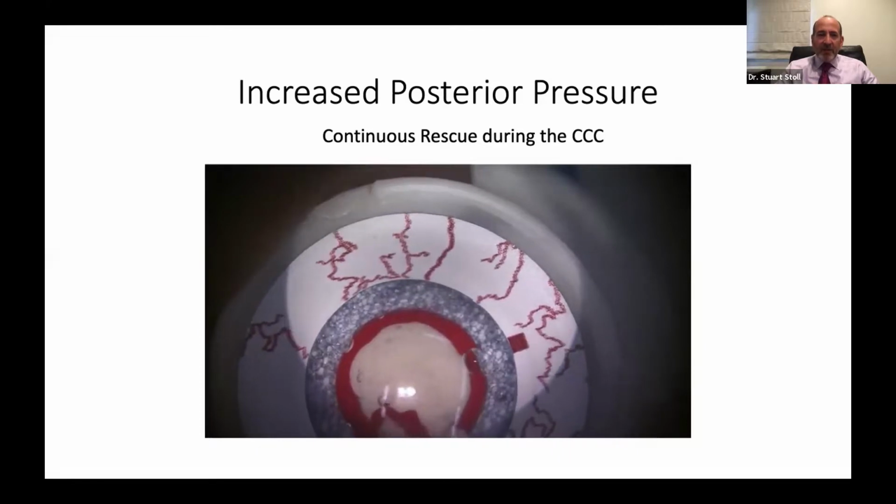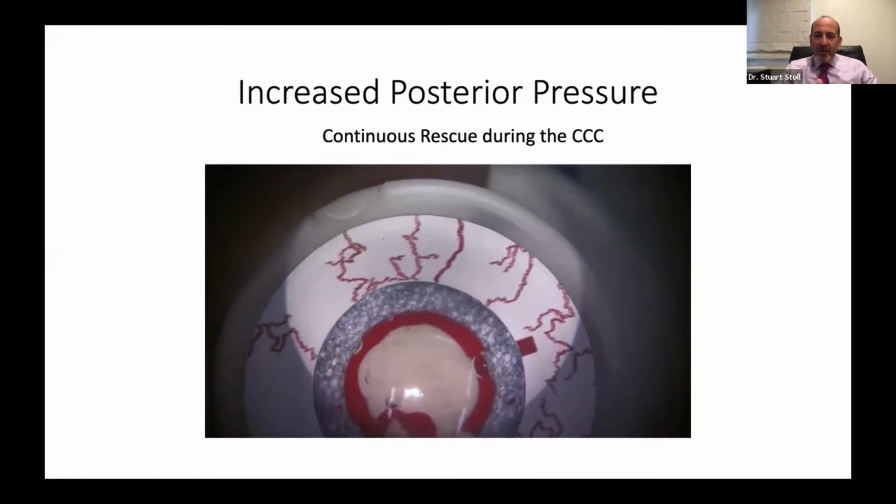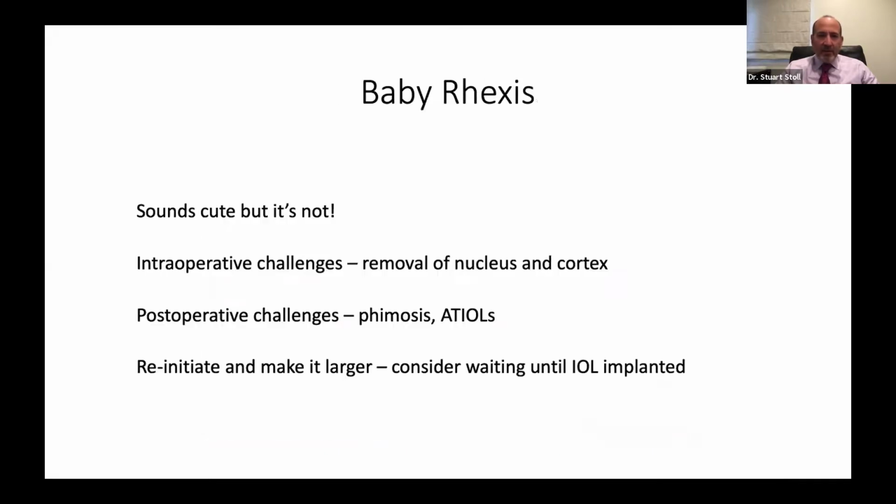And that's what I mean by it's like a continuous rescue maneuver, because you're actually pulling radially as you're letting it go. It's not just for a moment to redirect it. When there's that increased pressure, you can keep it going around that way.